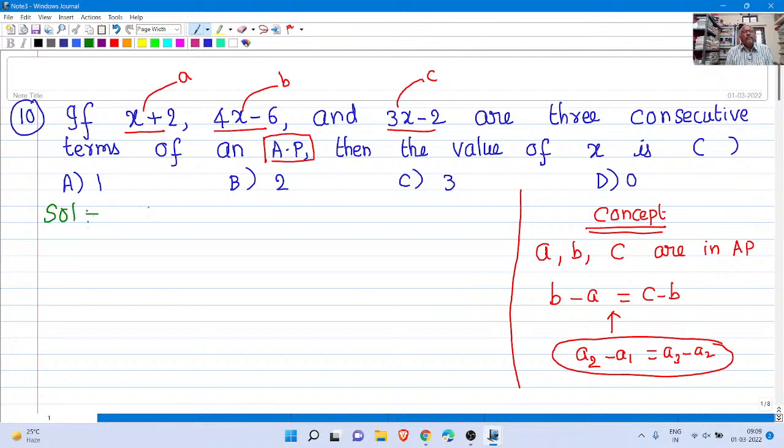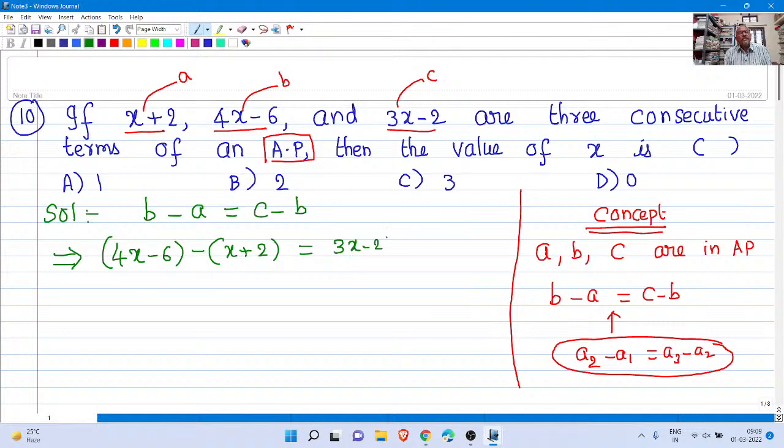It's a very, very important problem. B minus A equals C minus B. Let us substitute: 4x minus 6 minus x plus 2 equals C, which is 3x minus 2, minus B, 4x minus 6. Simplify carefully so that you will get the answer.